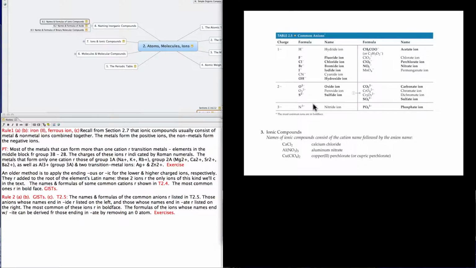The names and formulas of the common anions are listed in this table. Those anions whose names end in "ide" are on the left side. Those whose names end in "ate" are on the right side. The most common ions are in boldface. So the name of the ionic compound consists of the cation name followed by the anion name, as you see here.